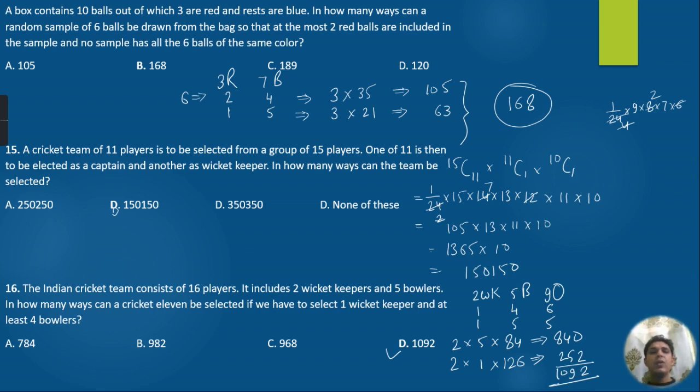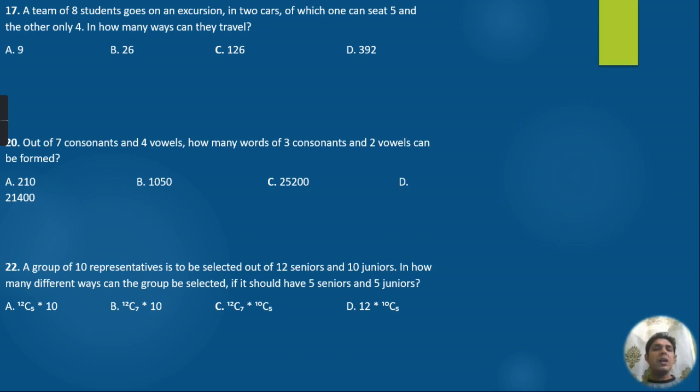right? Okay, coming to the other question of combination, question number 17: we have a team of 8 students who go on an excursion in 2 cars, of which one can seat 5 and the other only 4. In how many ways can they travel?